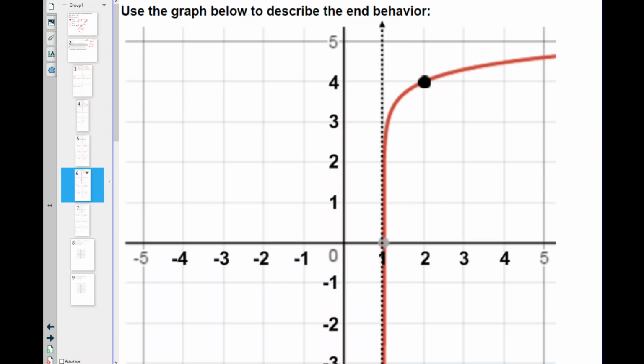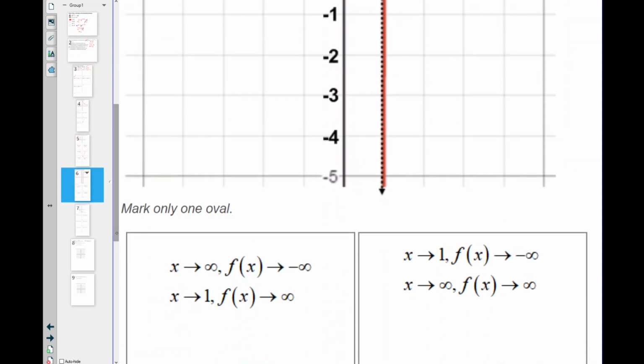All right, use the graph below to describe end behavior. Fun. What type of function is this? Logarithmic. So I want to see what's happening at each of the arrows. What's happening at the right arrow? What's happening at the left arrow? Okay, and we want to know what's happening there with respect to each axis. Let's start with the left arrow. Where is the left arrow headed with respect to the x-axis?